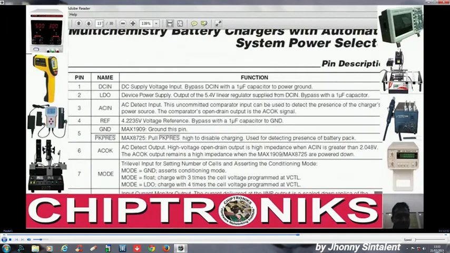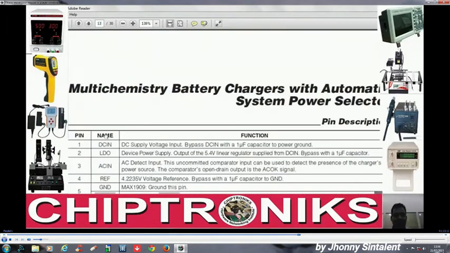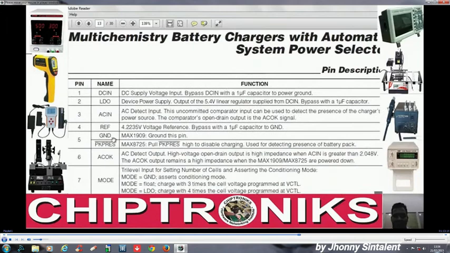Reference. Okay, we'll again go over here. What is reference? Reference is basically the reference for the charger IC. We'll go over here, pin 16, reference, 4.223 volt. This is generated by the internal linear regulator. And we'll go inside again to page number 13. Ground, this is ground. PK press. Where is PK press? What exactly does PK press mean?